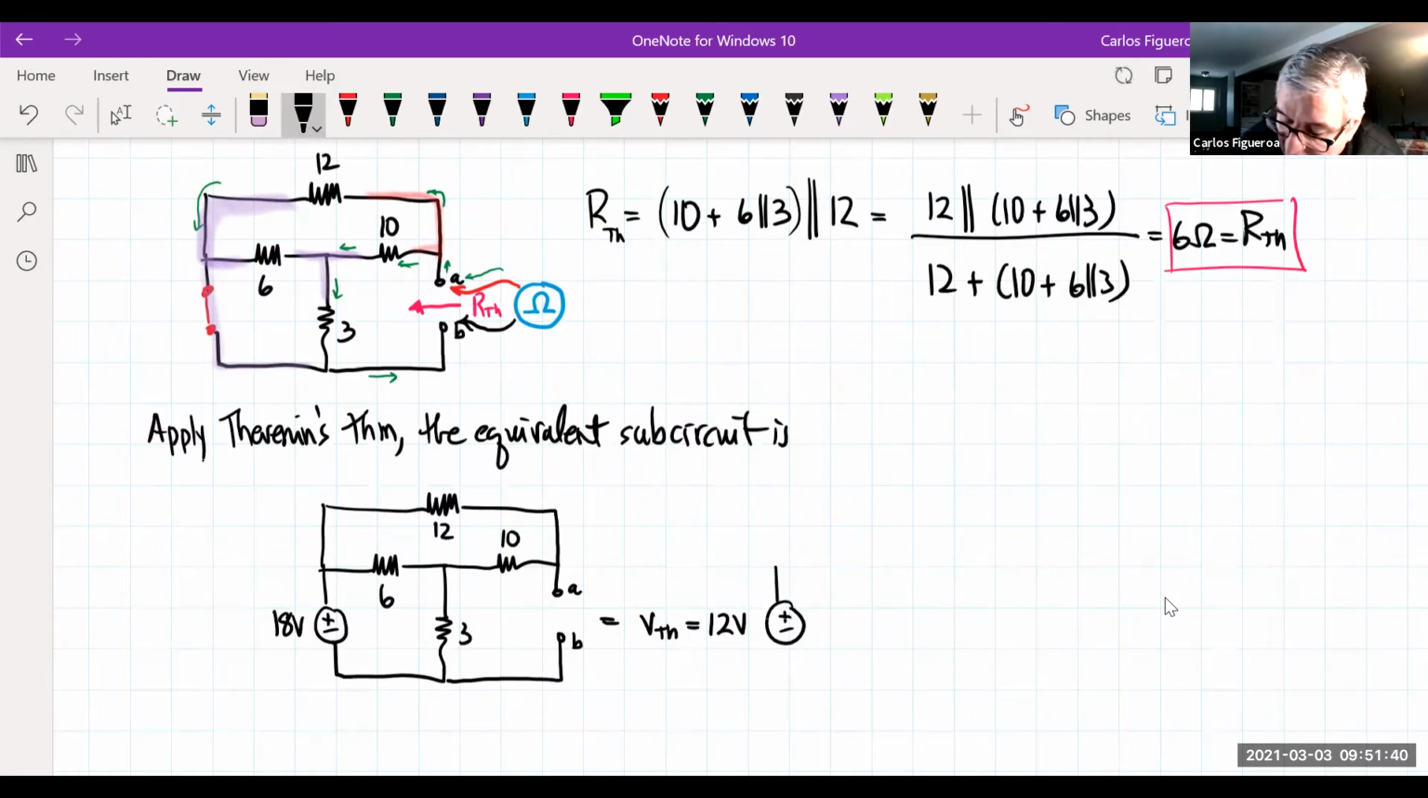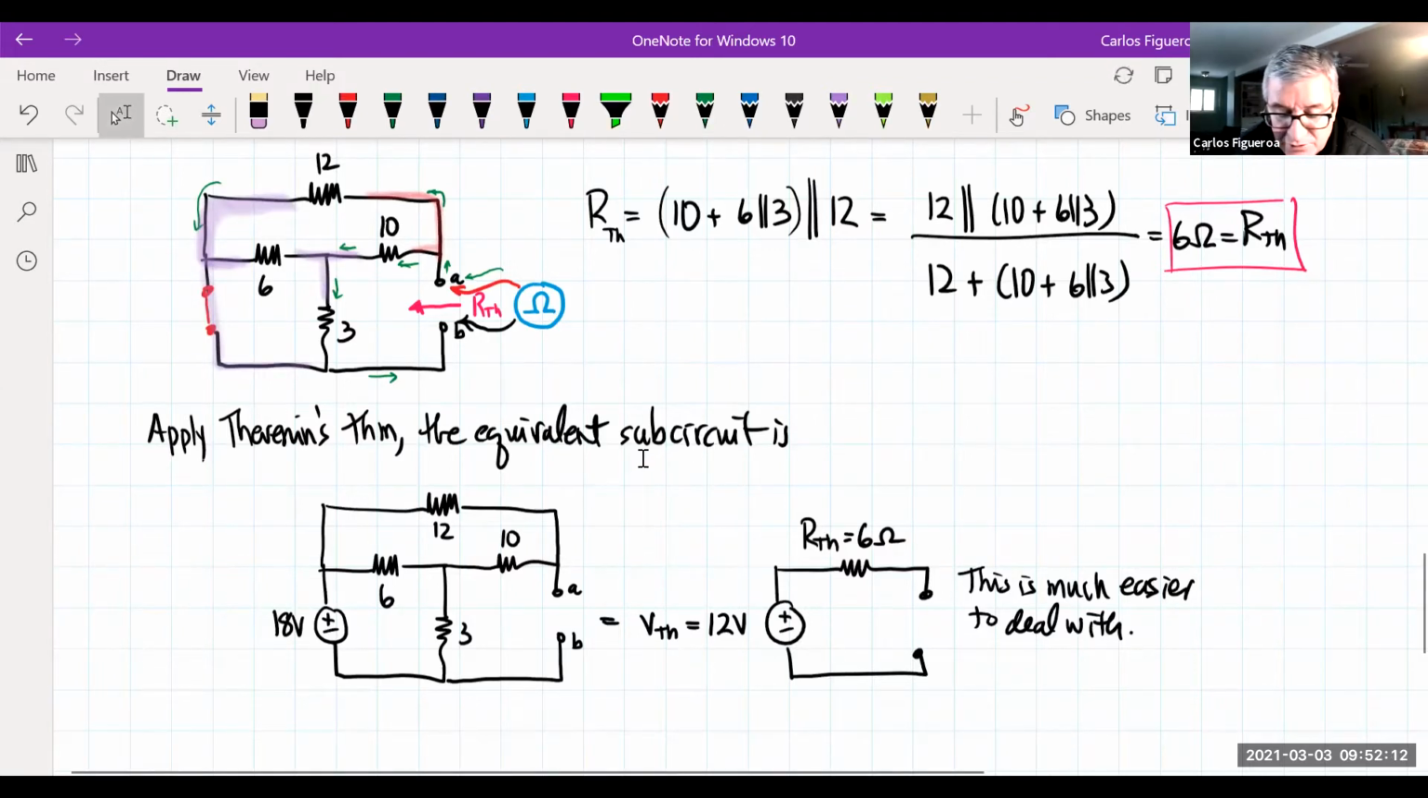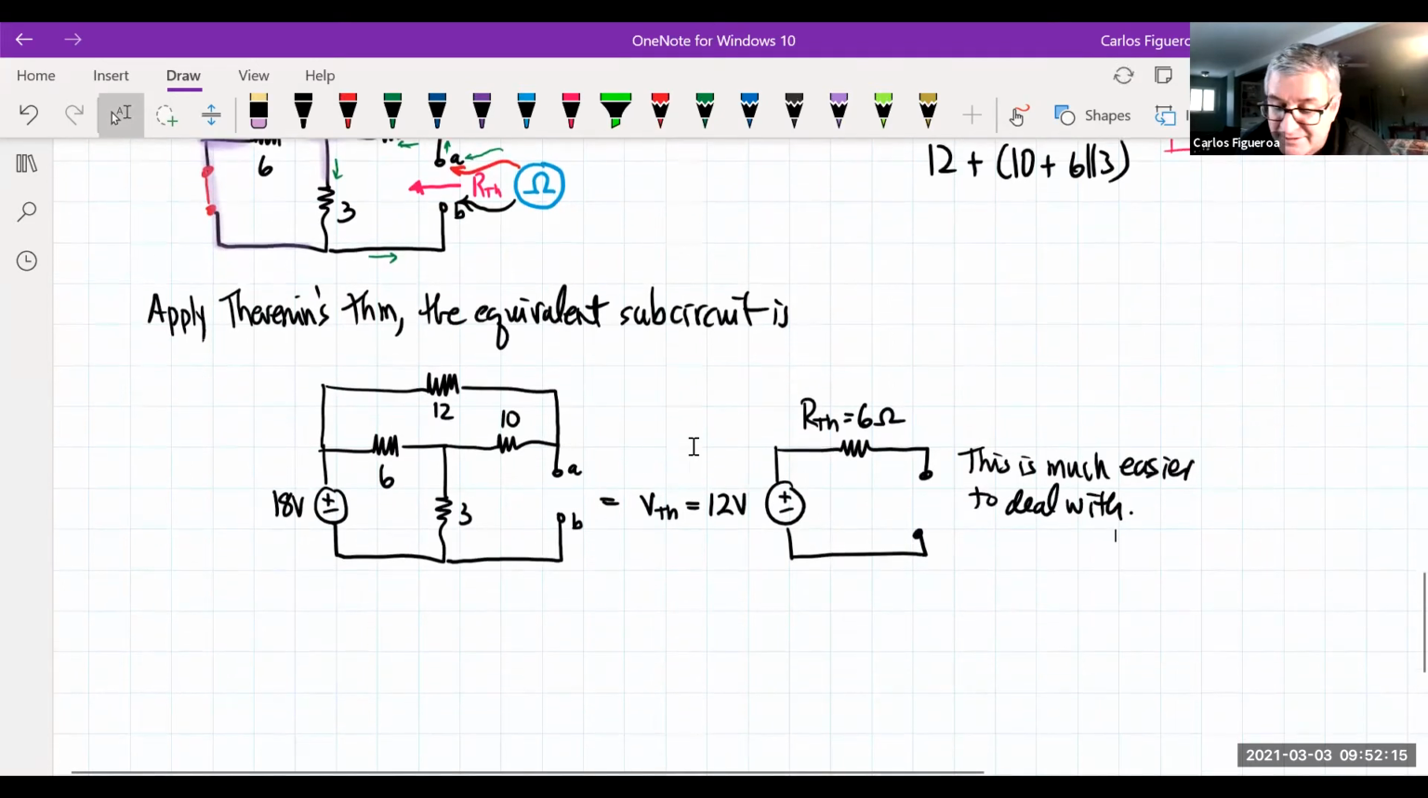And we just calculated RTH, and RTH was 6 ohms. So that means I now have the Thevenin equivalent subcircuit of this circuit on the left. And you got to agree that this is much easier to deal with, right? That's a circuit you could take home to your mama and say, look, Mom, this is much easier than that one.